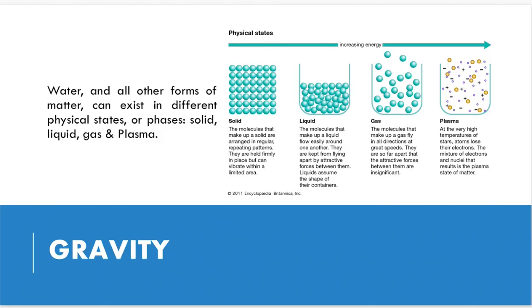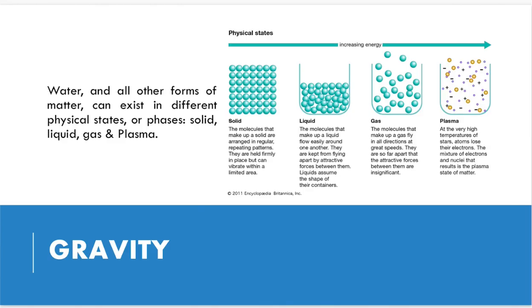Liquid, the molecules that make up a liquid flow easily around one another. They are kept from flying apart by attractive forces between them, and liquids assume the shape of their containers. Gas, the molecules that make up a gas fly in all directions at great speeds. They are so far apart that the attractive forces between them are insignificant.